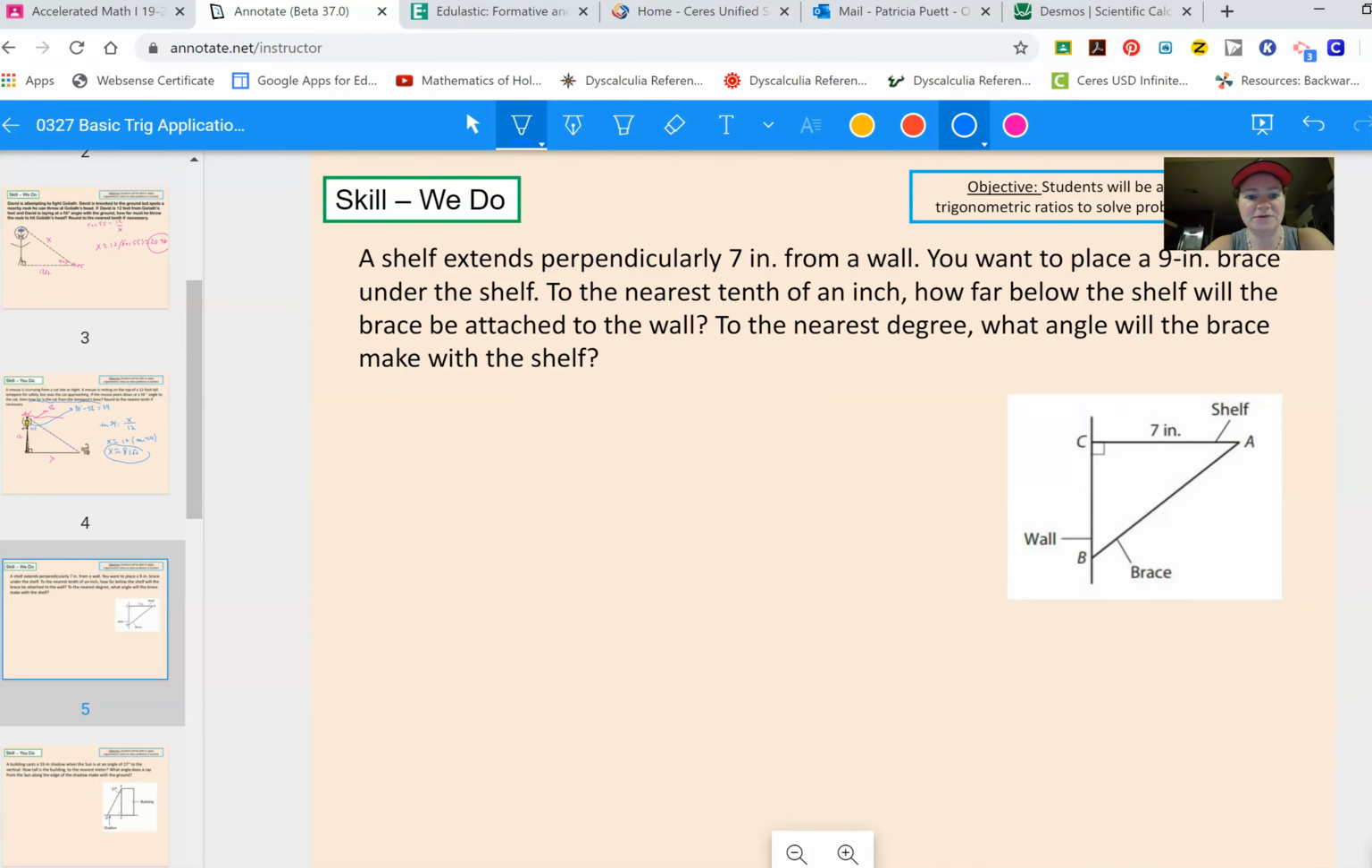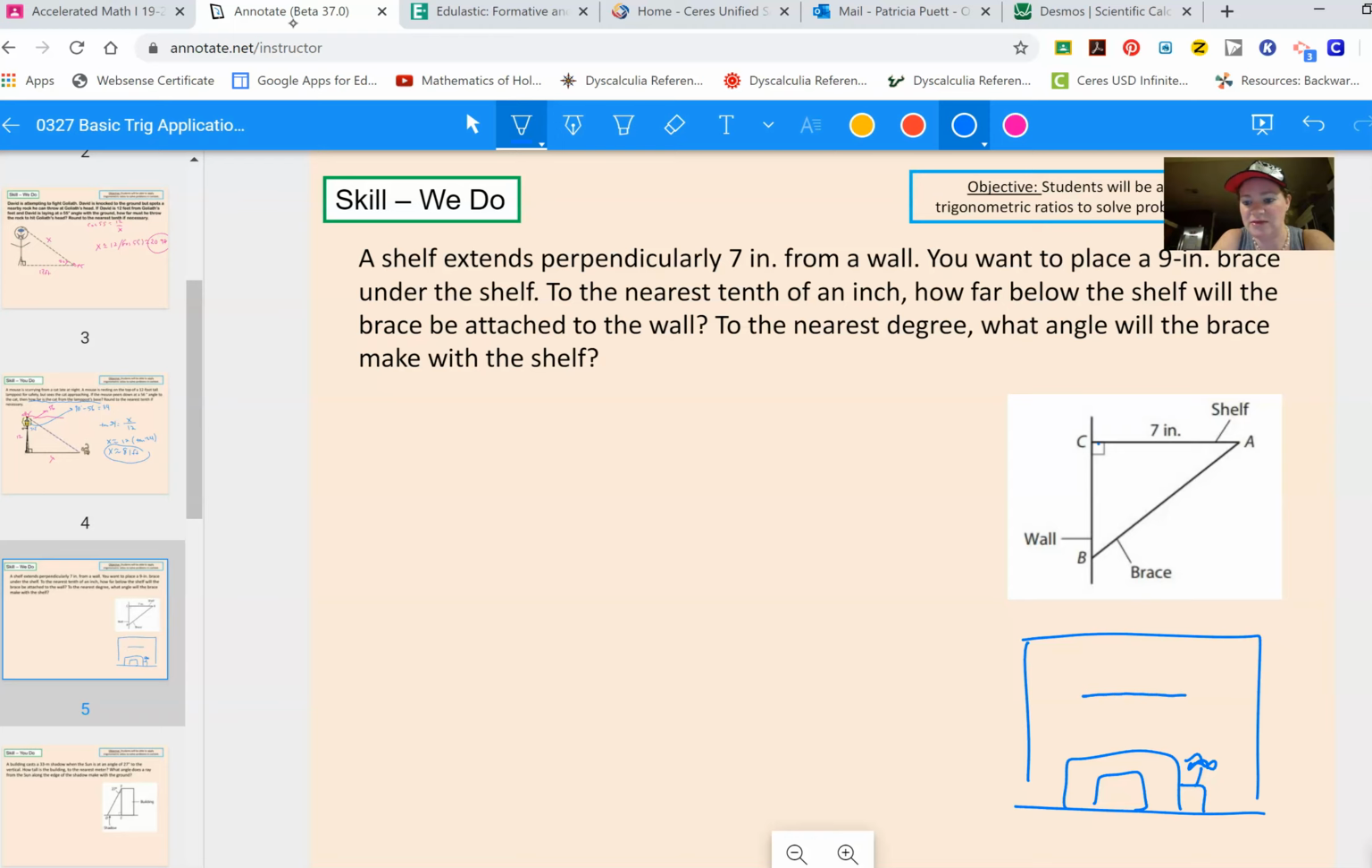Okay, so a shelf extends perpendicularly 7 inches from a wall. So the 7 is right here. If you're thinking about a shelf, this is like the wall of someone's house. Everyone has their little couches set up, you have your little tables with little flowers on them. So you have a shelf. This is what the shelf is, right here.